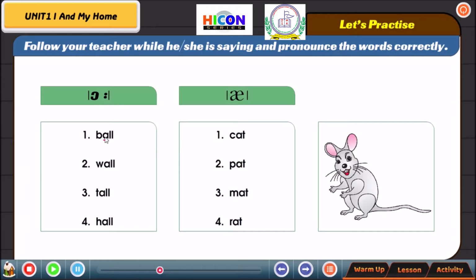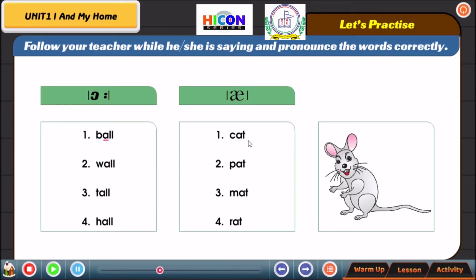So B-A-L-L, it's a ball. What is it? Ball, right? The next one, W-A-L-L, wall. What is it? Wall. T-A-L-L, tall. How do we have to say this word? Tall. T-A-L-L, tall. H-A-L-L, hall. H-A-L-L, hall.